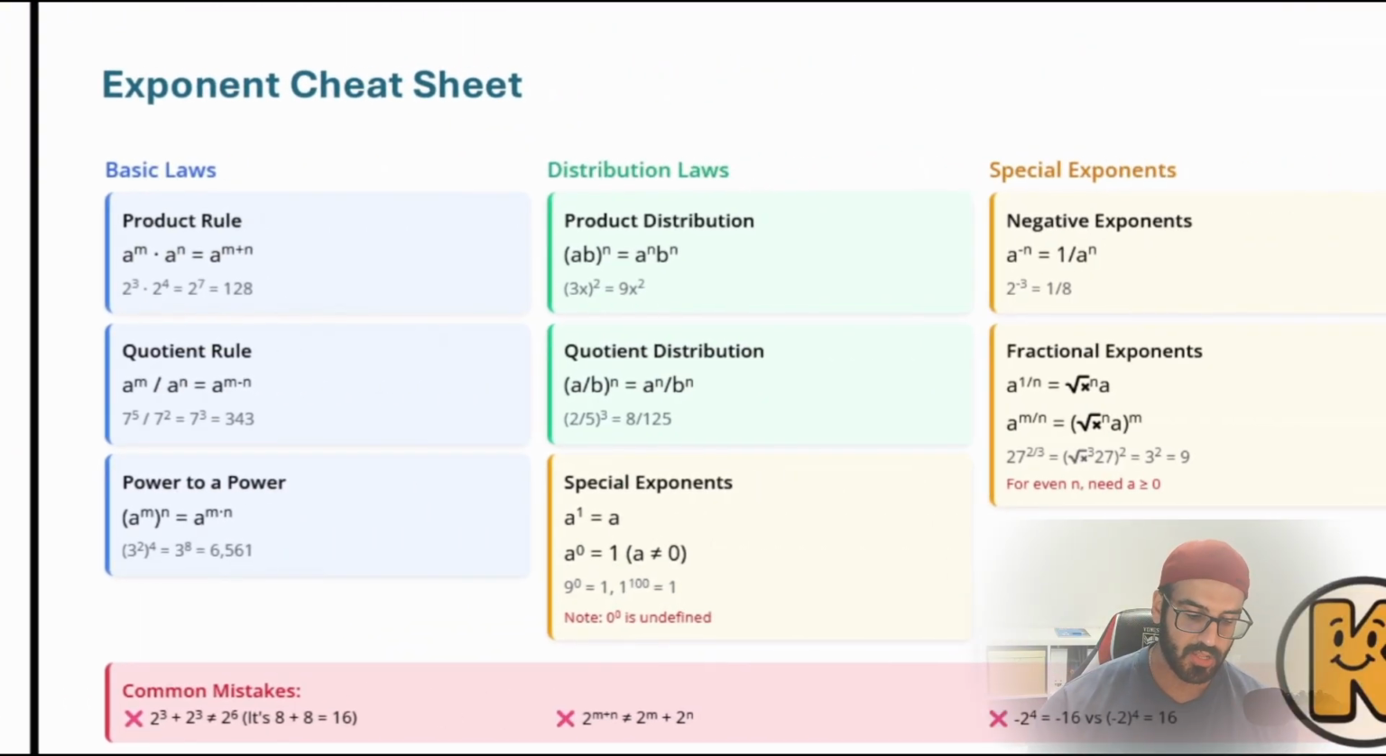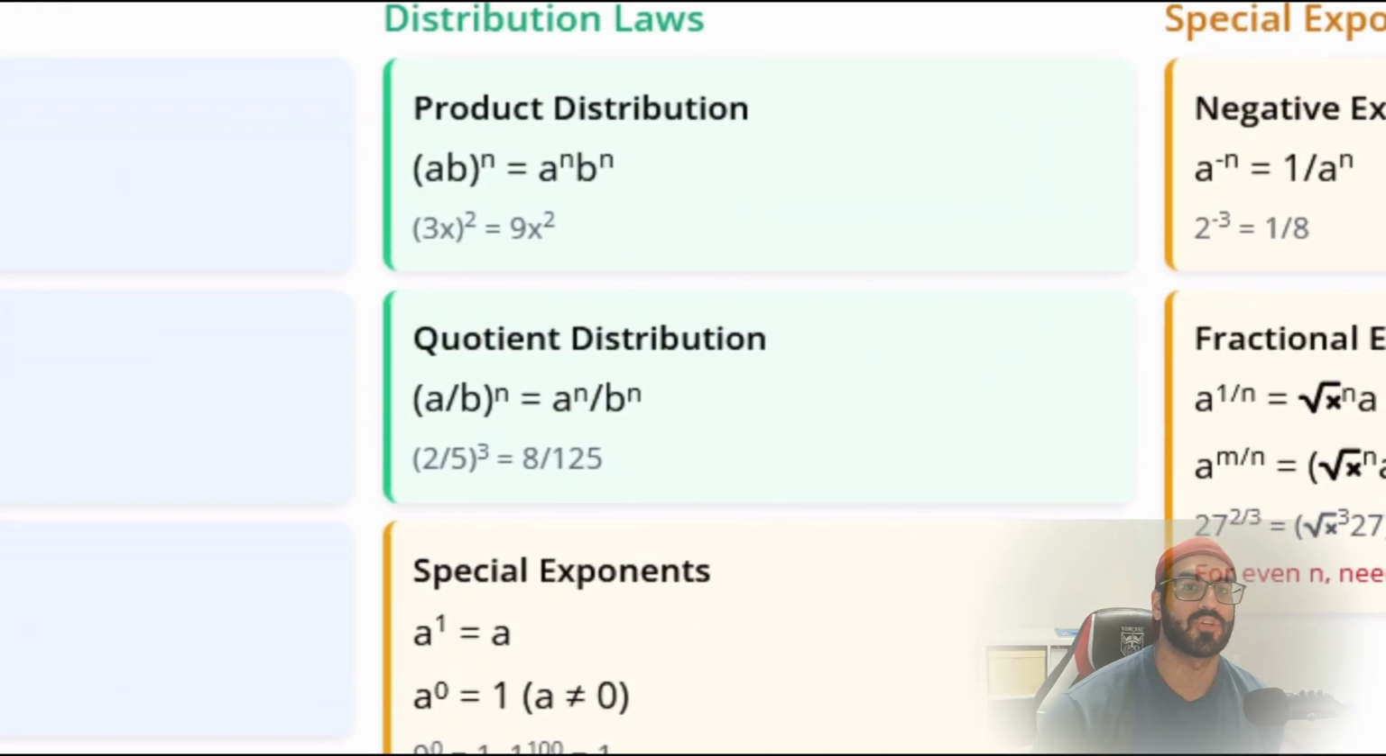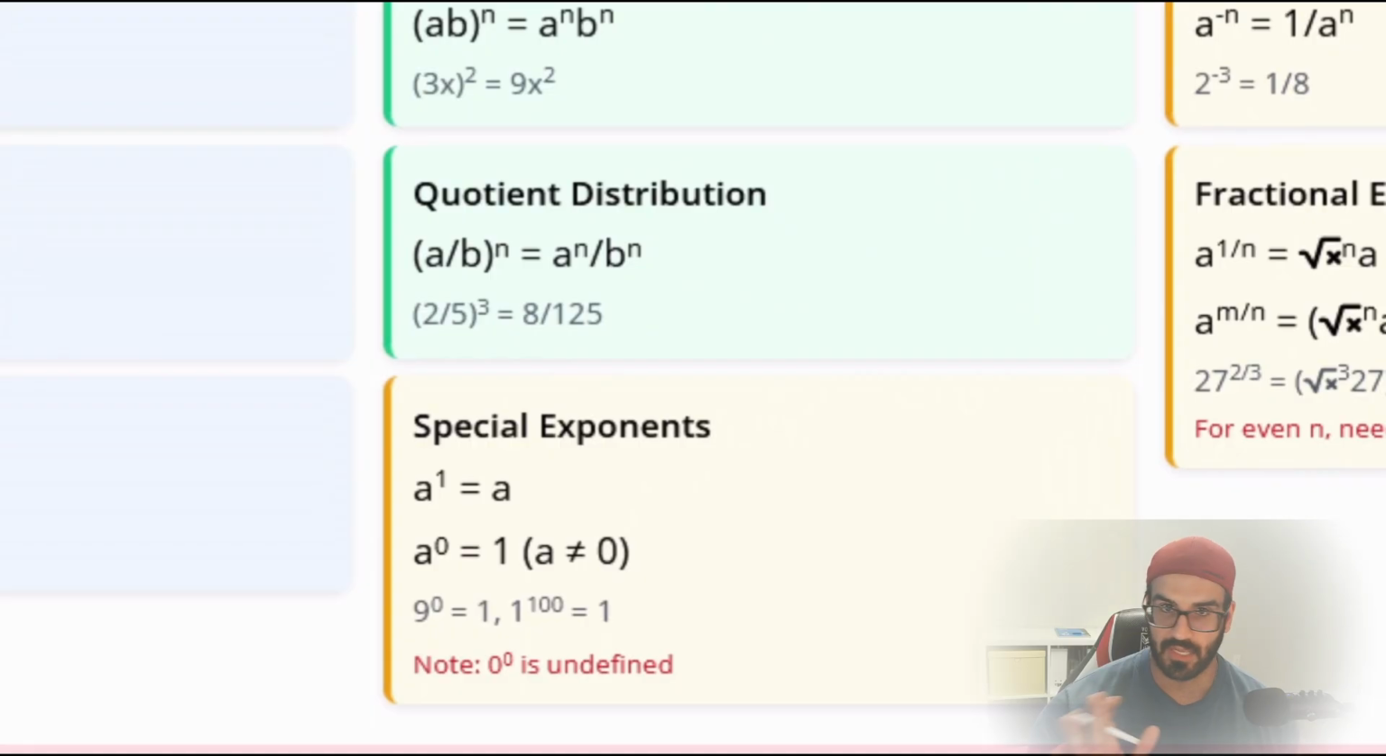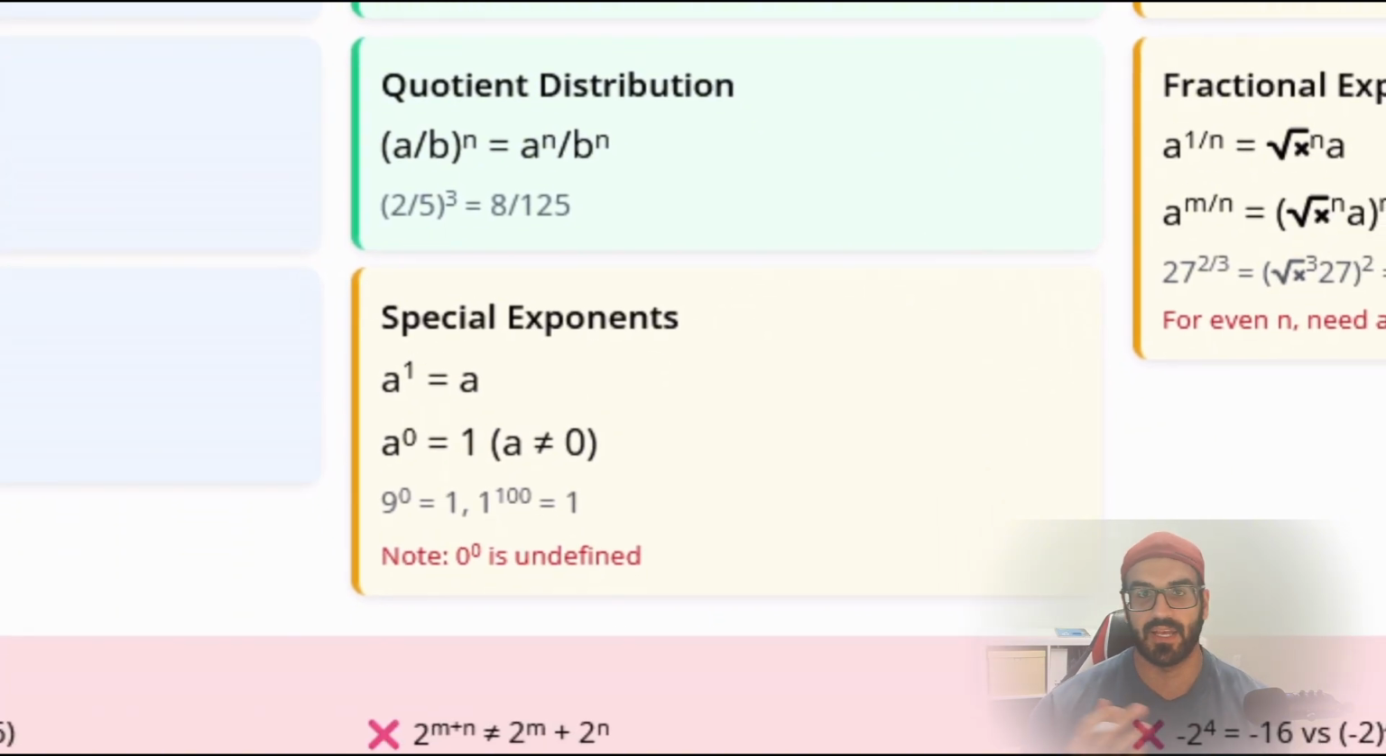Another rule that we learned is about distribution laws. It means that ab to the power of n can be written as a to the power n multiplied by b to the power n. If I have a divided by b to the power n, again the same scenario, I have to keep the power for both of them. And we had some exceptions. It means that a to the power of 1 is equal to a. A to the power of 0, any number to the power of 0, is 1. And remember, 0 to the power of 0 is going to be undefined.